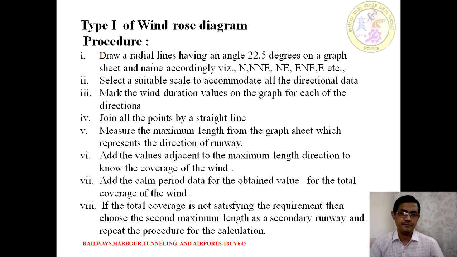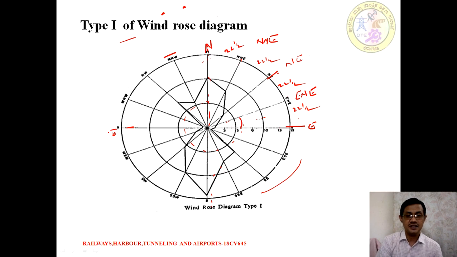After that, select a suitable scale and accommodate all the directional data. Say for example the wind direction or wind duration has been given in tabular form, so try to select the least and highest value so that it can be accommodated in the graph. It may be 1:1 or 1:2 or 1:10 according to the given numerical. Mark each of the wind direction values on the graph sheet to the scale chosen. Just as an example, later I will take up the numerical problem, then we can understand it better.